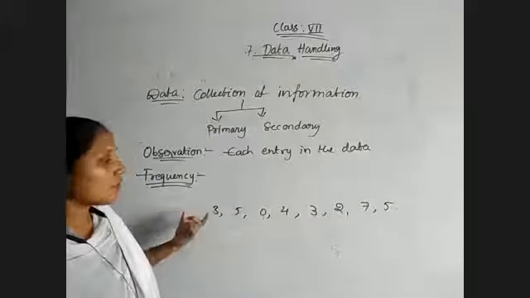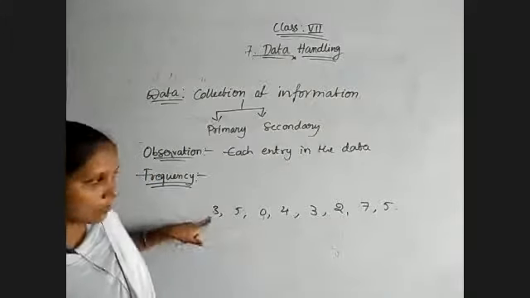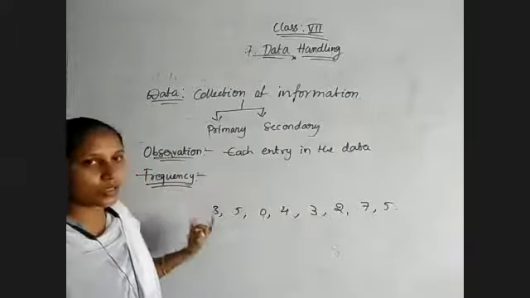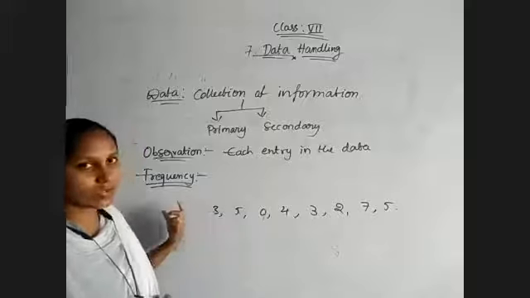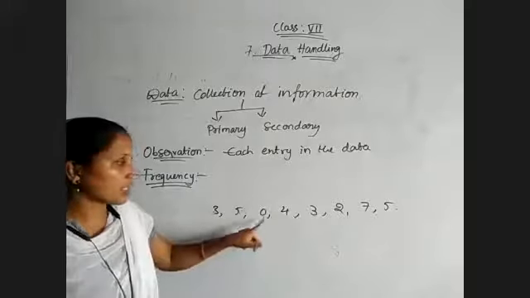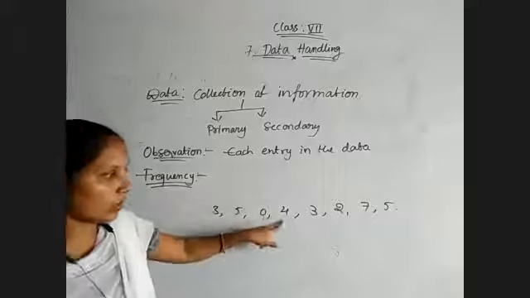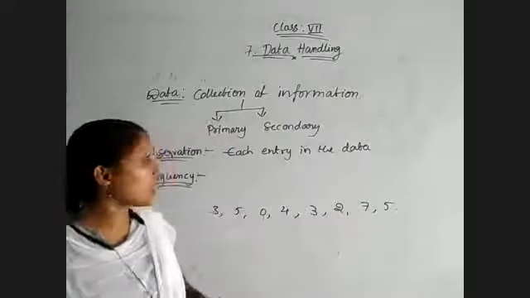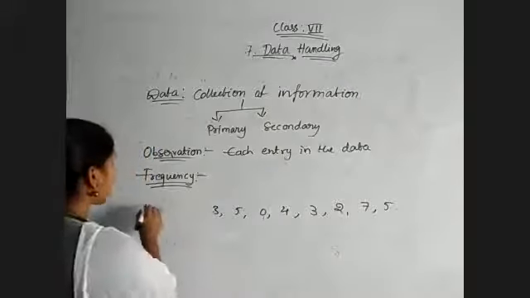And next, frequency. How many times did 3 come? Twice. So the frequency of 3 is 2. The count of that observation is its frequency. 5 also came twice. 0 only once, 4 only once, 2 only once, 7 also only once. That comes under frequency. And range.